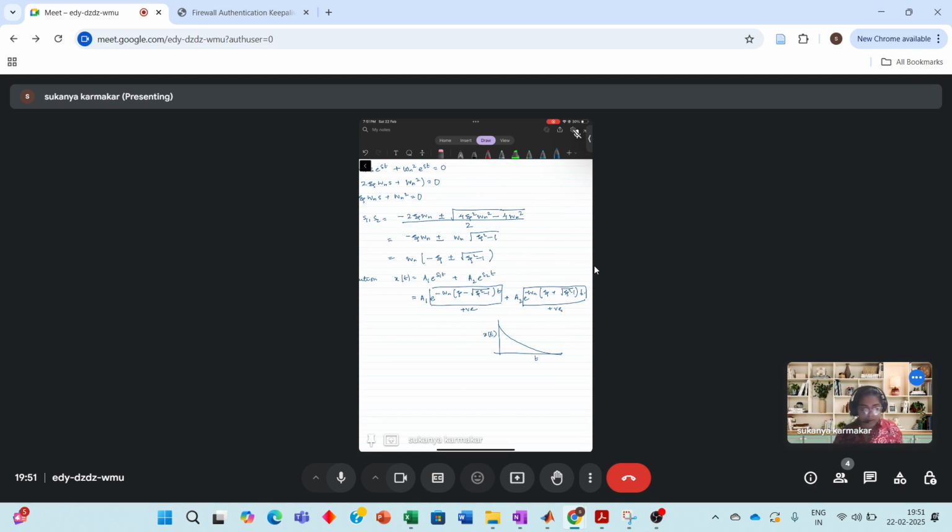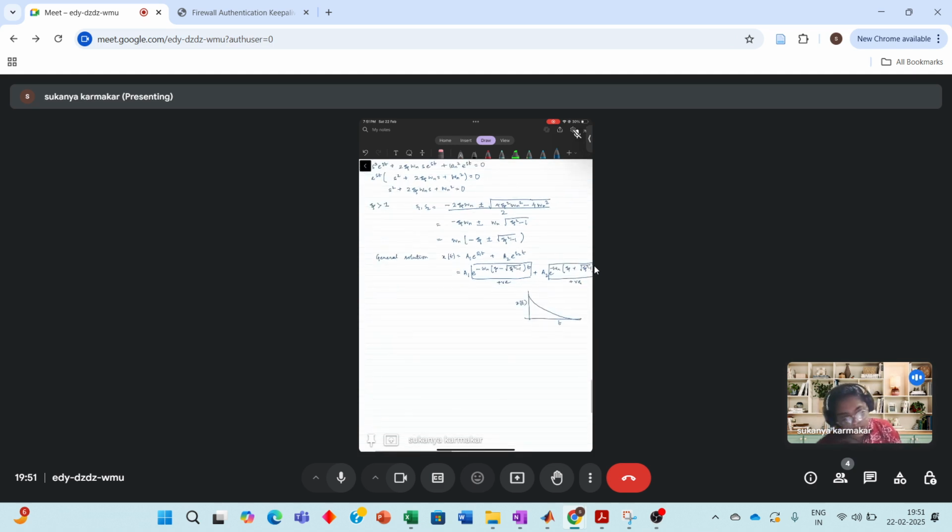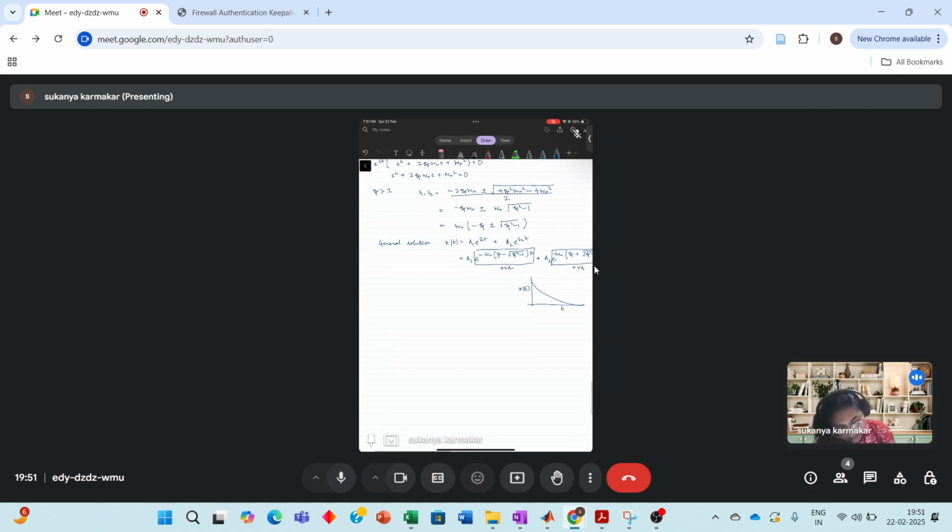Or let's say the system is critically damped. If the system is critically damped, the solution remains the same. That is, zeta would again be positive. If zeta is 1, the only solution you will get is s equal to minus omega n. So what will be the general solution? x of t will be something like a1 plus a2t.